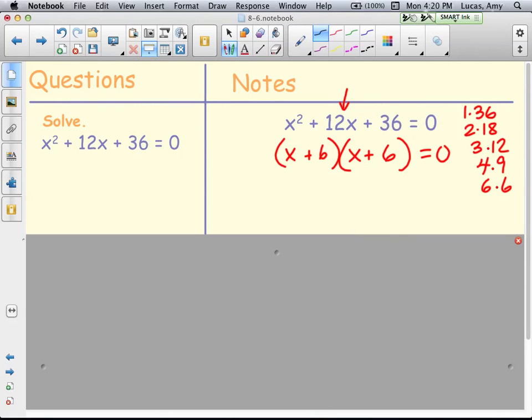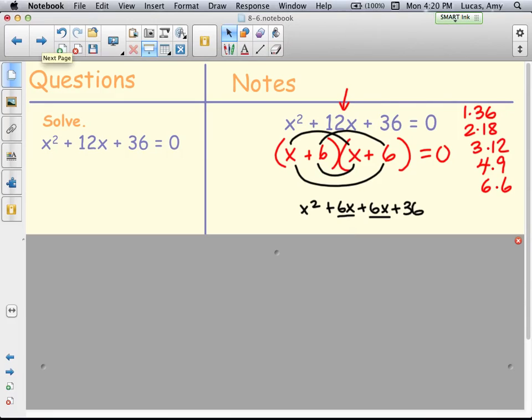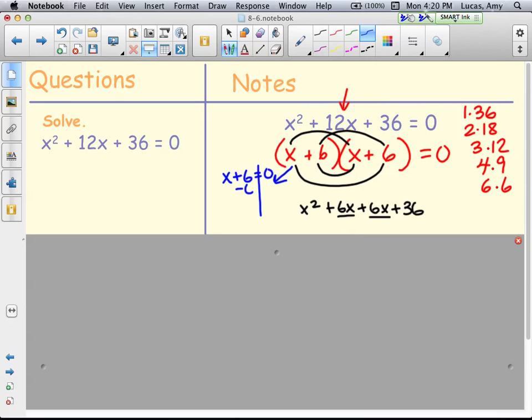If you FOIL it, x squared plus 6x and another 6x, and then 6 times 6 is 36. So you can see that that middle term works. The zero product property, because these are both the same, you only have to solve one of them. So subtract 6 and you're done. X equals negative 6 is your only solution.